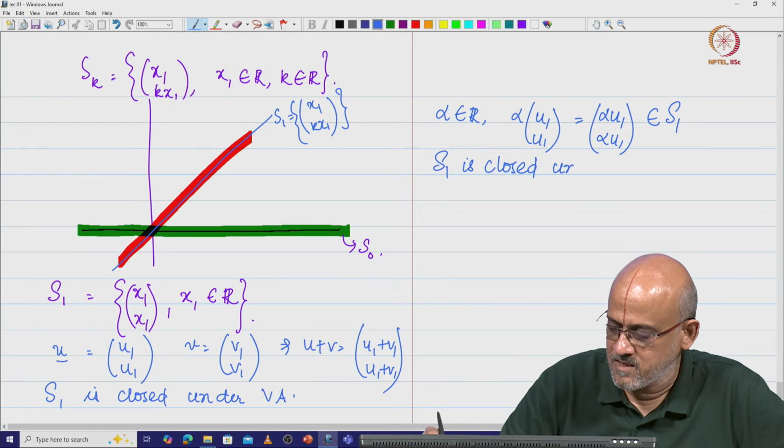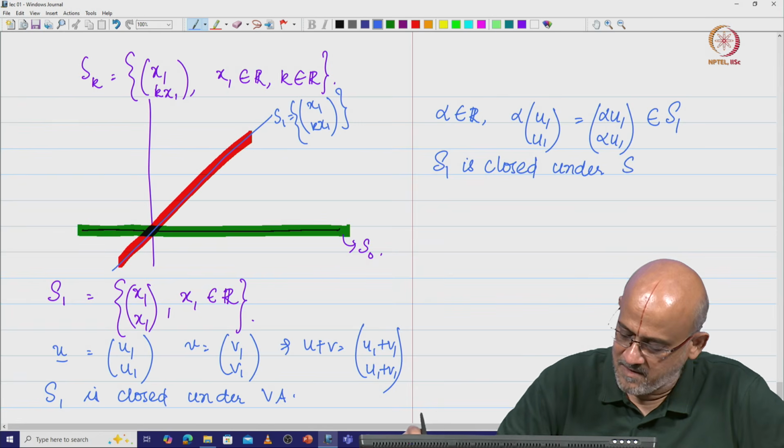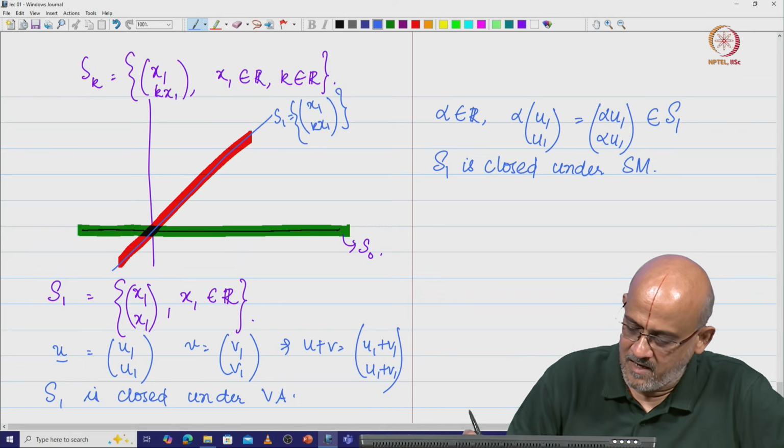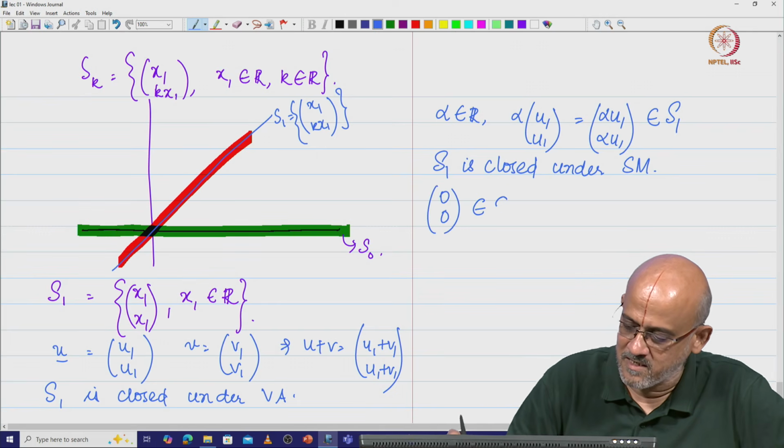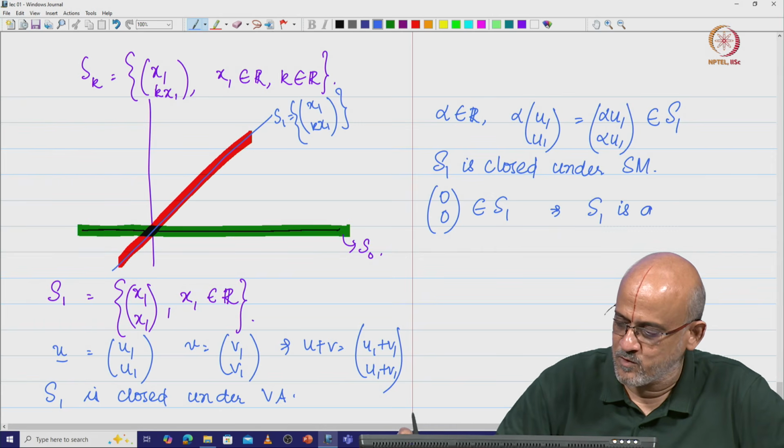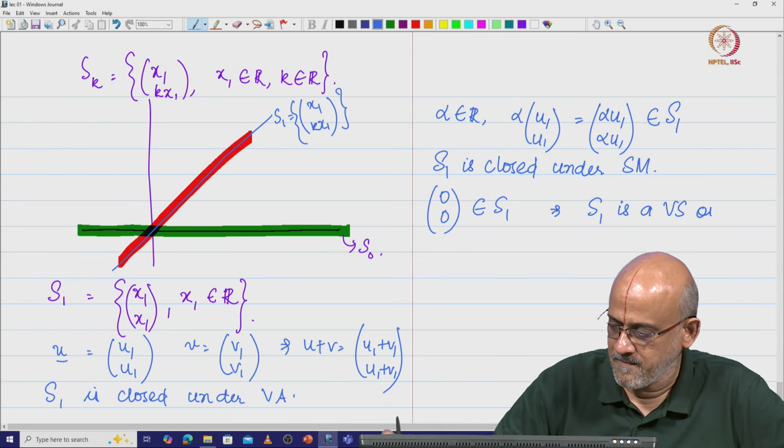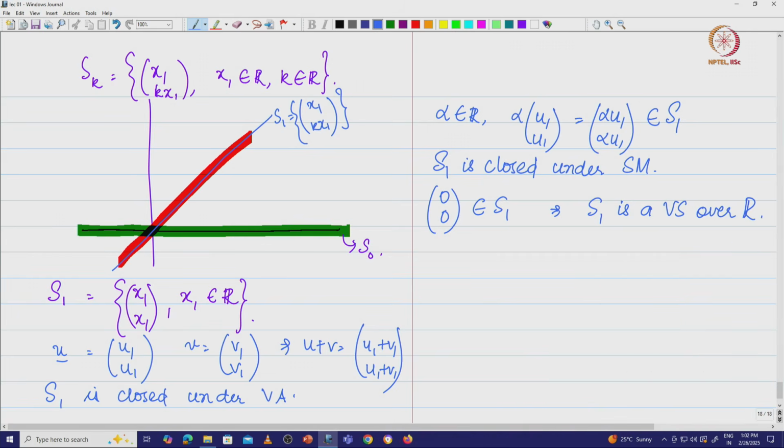S1 is closed under scalar multiplication, and I have 0 comma 0, both components being the same, is also an element of S1, which means S1 is a vector space over R. So, this is also a vector space over R. Now, I am going to take the third one, let us see if we can get something interesting out here.